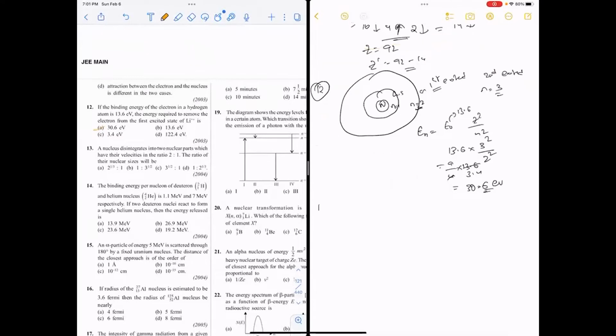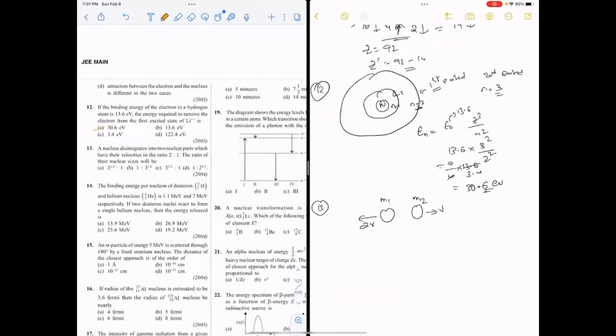13th one, good question. Two-step question. A nucleus disintegrates into two nuclear parts, which have their velocities in the ratio. Let this be m1. This is m2. So one has velocity 2v, the other is v. Agree? That is what he is saying.